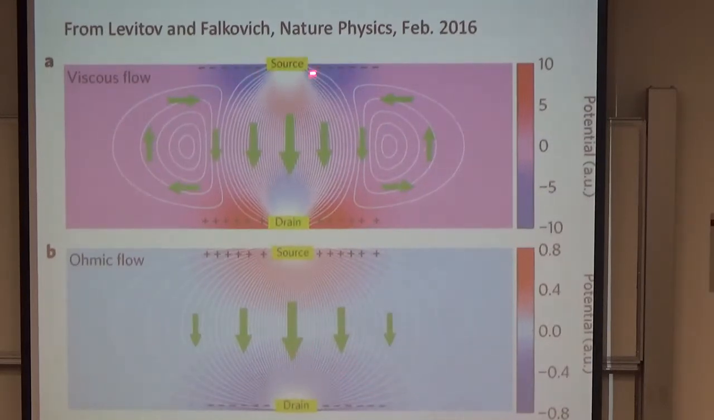Near the source, because of this kind of backflow, the upper layer near the source actually has a higher electric potential compared to the lower, instead of what you expected in the ballistic case. This is what people call negative resistance, because it's reversed. If you measure this, that will be a smoking gun that electrons actually behave like a fluid.